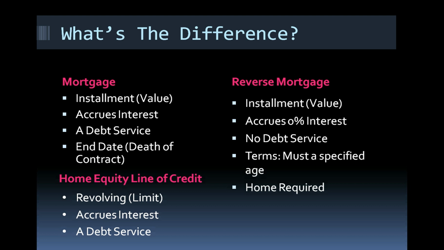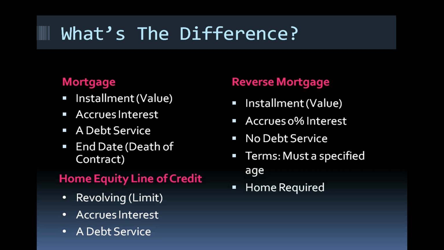In a mortgage, it's going to be an installment loan, so it's going to have an evaluation amount of a set value. It's going to accrue interest. There is a debt service on it, and there's a definitive end of the contract. Typically, the term mortgage refers to the death of the contract, which is essentially how it works.